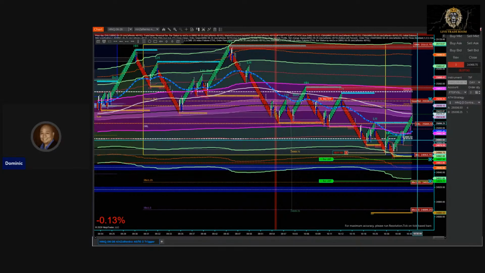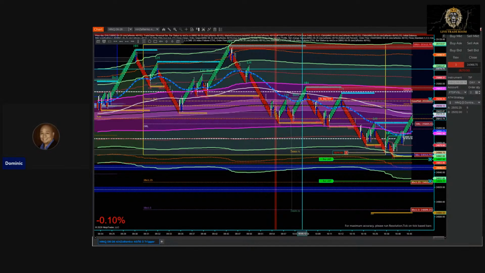When we get below this value area low, I'll probably skim in. Already have three micros here. Do a DCA. I'm going to start doing a DCA here once I see a reversal.